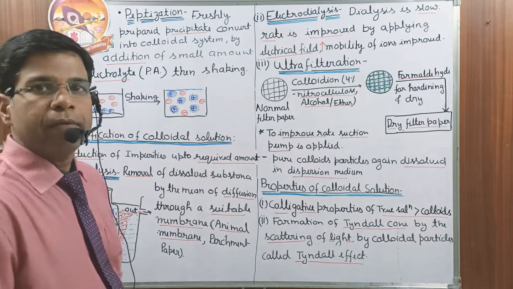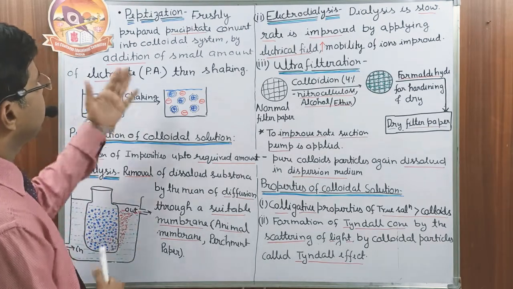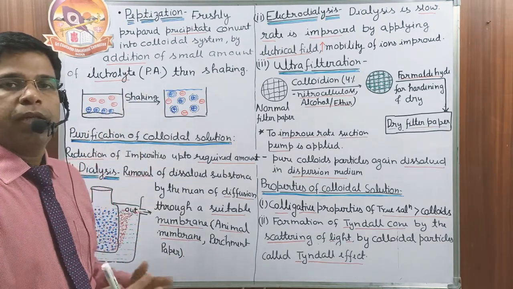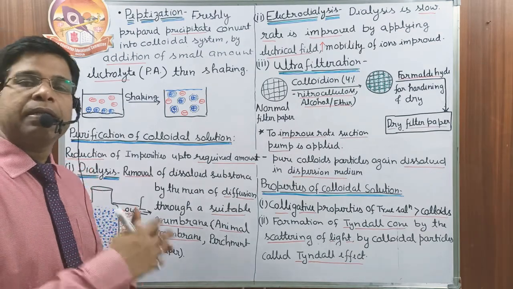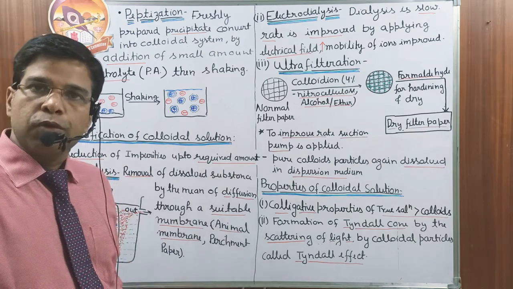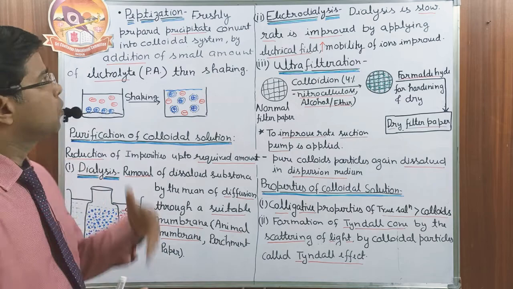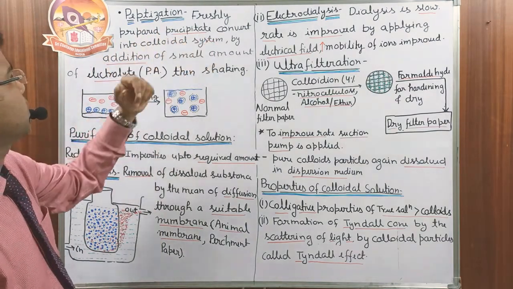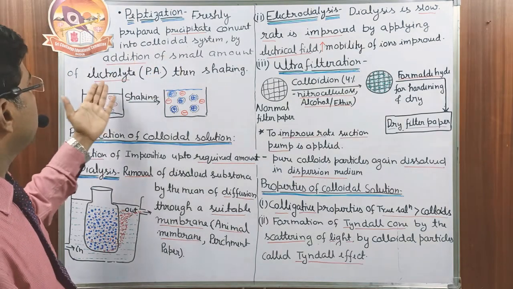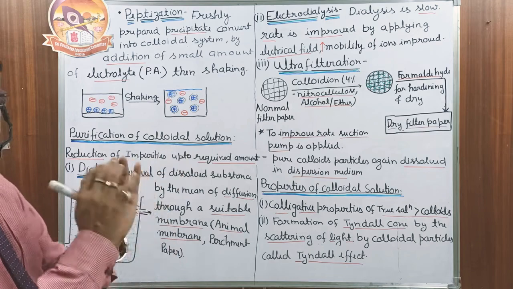Now we have the third method of preparation of the colloidal solution, that is peptization. In peptization, a freshly prepared precipitate is converted into the colloidal solution by the application of a small amount of the electrolyte. Look, a freshly prepared precipitate converts into the colloidal system by the addition of a small amount of the electrolyte. Those are called the peptizing agent, then by shaking.